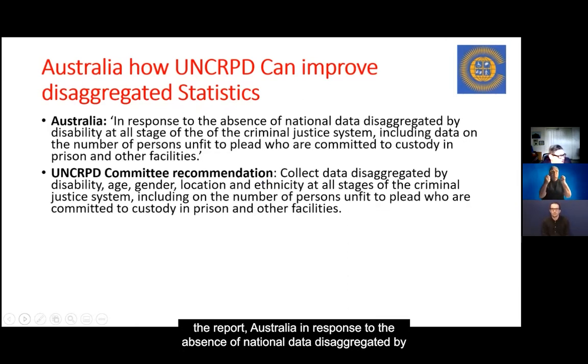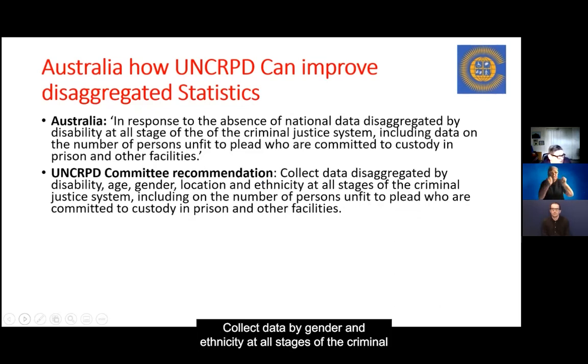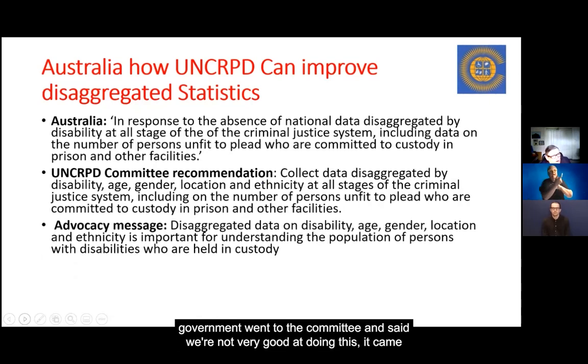It says Australia, in response to the absence of national data disaggregated by disability at all stages of the criminal justice system, including data on the number of persons unfit to plead who are committed to custody in prison and other facilities. And what they recommend is collect data disaggregated by disability, age, gender, location, ethnicity, which is June's point, at all stages of the criminal justice system, including on the number of persons unfit to plead who are committed to custody in prison. Now that clearly came about, not because the Australian government went to the committee and said, no, we're not very good at doing this.